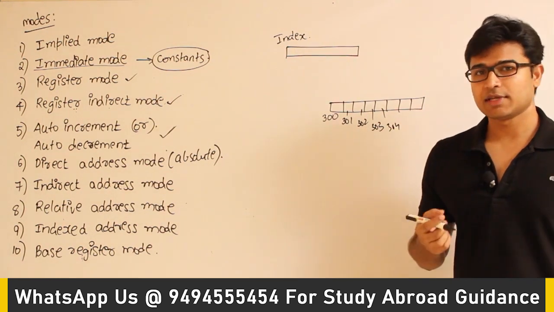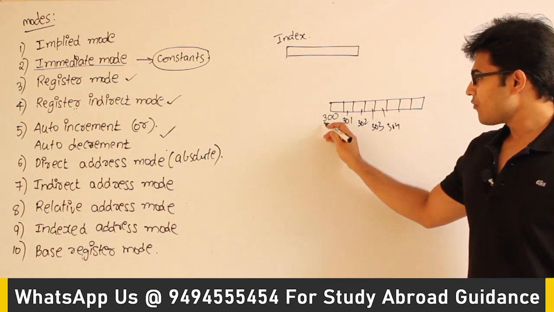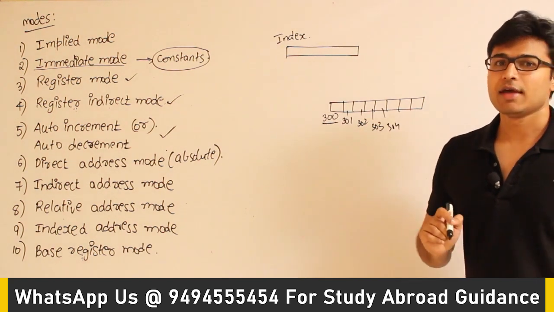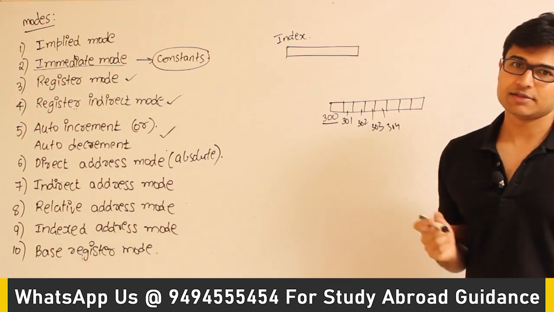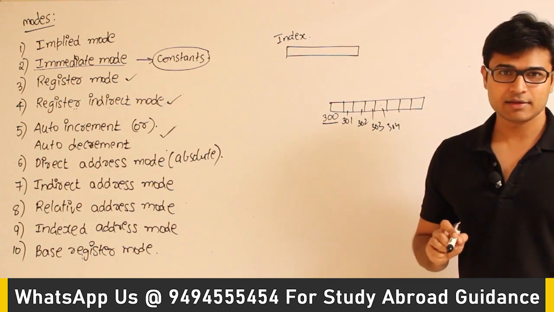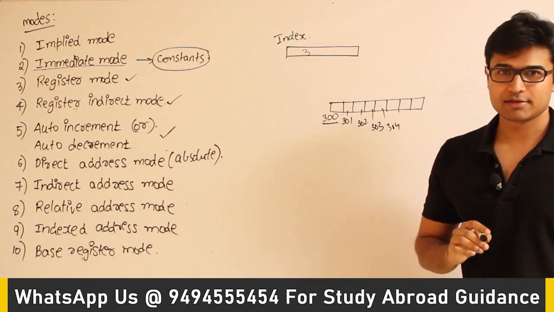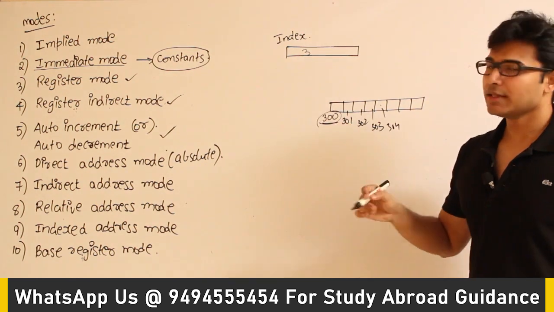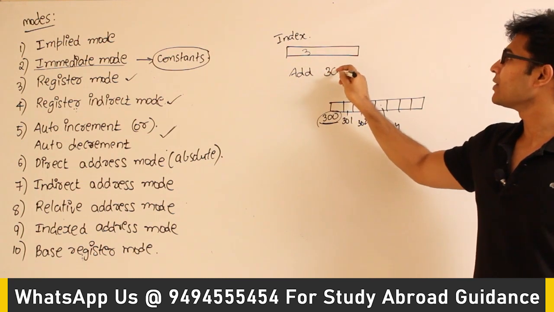One way to access them is directly using the address. The other way is to provide the base address of the array in the instruction and then store the index in the index register. For example, if you want to access the element at 303, then store the index 3 in the index register and provide the base in the instruction. For example, like this, add 300.